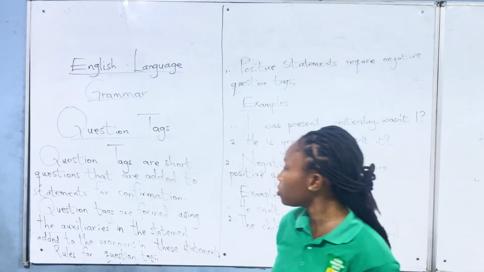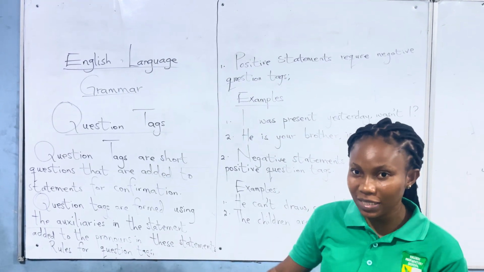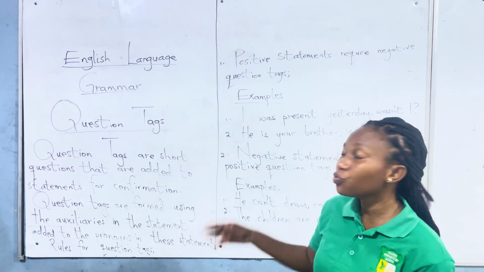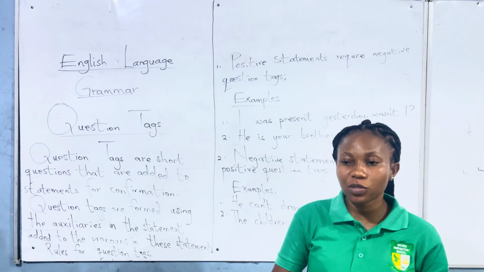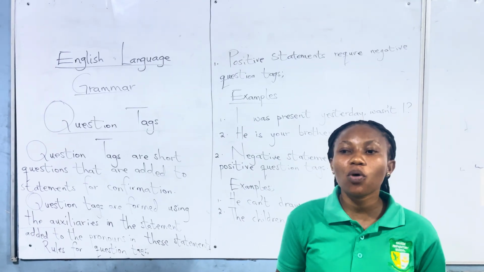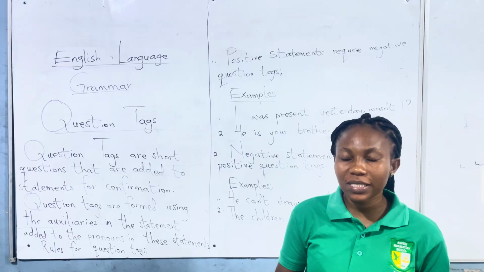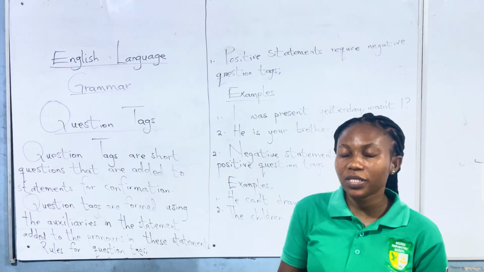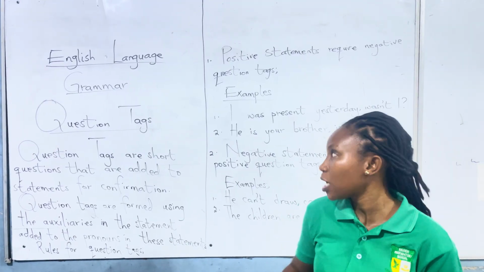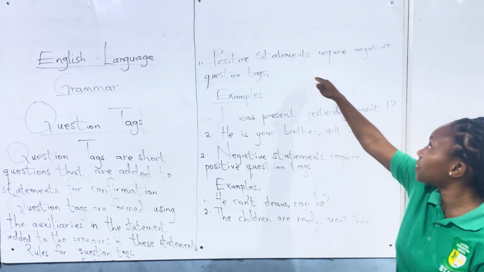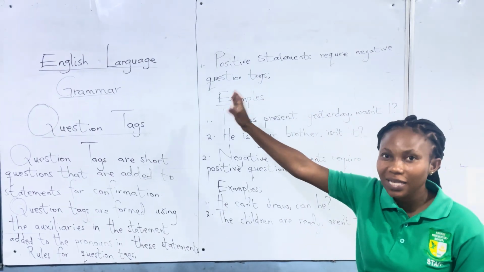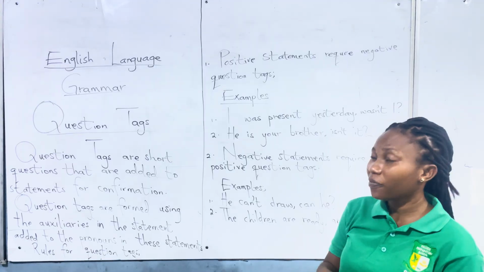So we are going to look at the rules that are used in question tags. Now we are looking at two rules, then next time on our lesson we are going to identify how to construct some question tags that are added to statements without auxiliary verbs. So rule 1, it says positive statements require negative question tags. So that's a rule that needs to be followed.